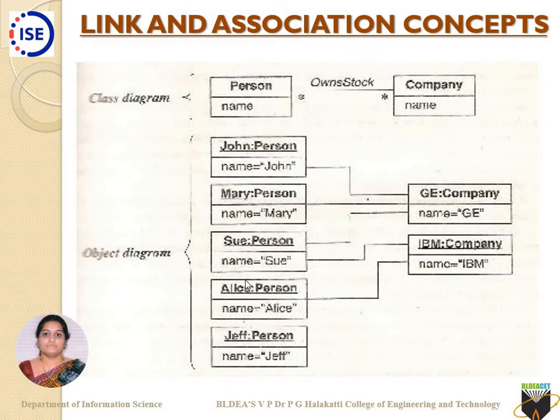Now in an example here you can see John, Mary, Sue, Alice, Zeph. These are your five objects of the class person, and they are connected with companies: one is GE and one more is IBM. These two companies are connected with these respective objects. This is how one object is related with another object, one object from this class and one from this class. If I have 1 and 1, it means one object of this class is connected with one object of that class. So this is your association.